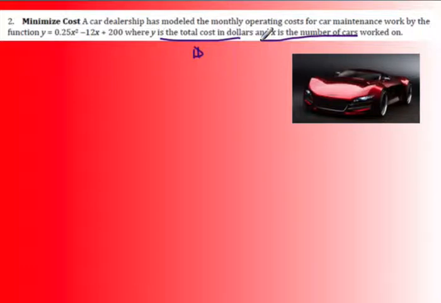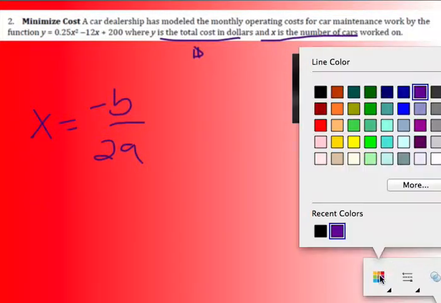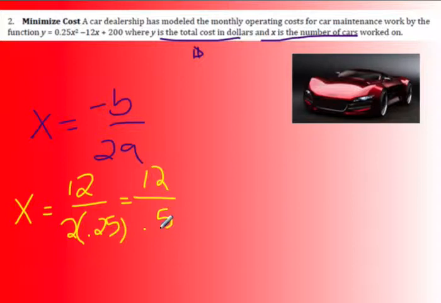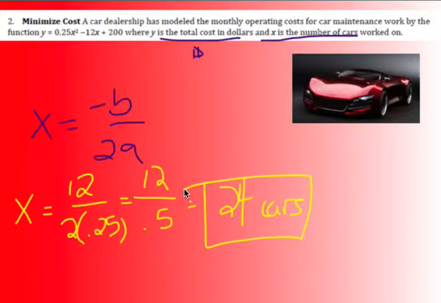First thing we have to calculate is how many cars we're going to work on to yield the minimum cost, because that's the x-coordinate of the vertex. So again, we're going to use x equals the opposite of b over 2a. Since my b is negative 12, I'm going to write positive 12 over 2 times a, which is 0.25. Again, you always want to multiply out that bottom first. So 2 times 0.25 is 0.5. 12 divided by 0.5 gives you 24. So that means you need to work on 24 cars to get your minimum cost.